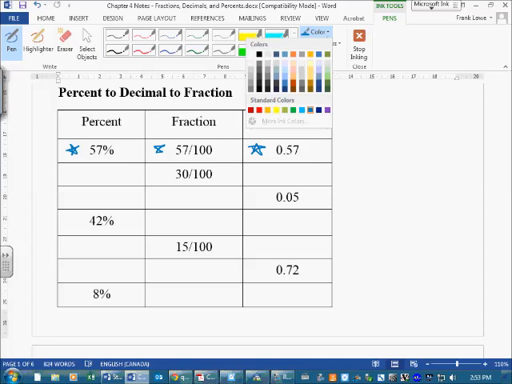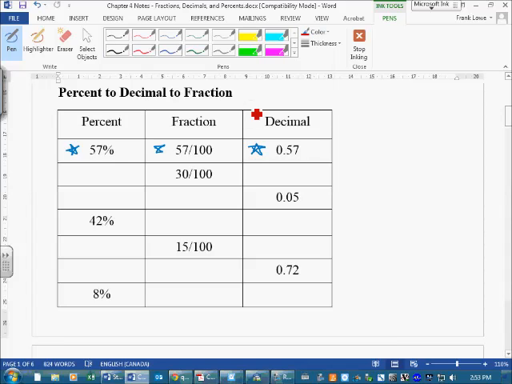Which color should I use? Let's go dark red. Okay, so 30 over 100. Let's go to the second one here. I know that any number out of 100 is also a percent. So this is also 30%. Okay. 30 over 100, or I like to say it, 30 hundredths, we can write as a decimal like this: 0 and 30 hundredths.